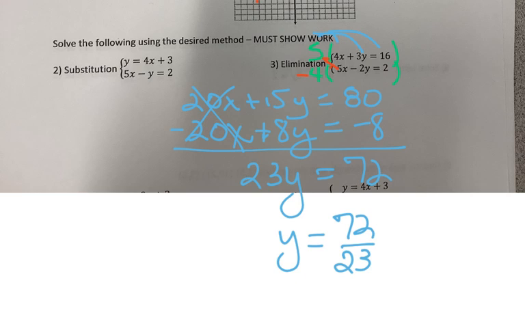And then if I do this again, this time I'm going to get rid of the y's. So 2 goes here and the 3 goes here. Again, I did not include a negative because I already have a negative. So if I do that math, I'm going to get 8x plus 6y equals 32.